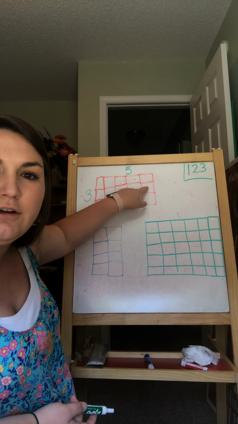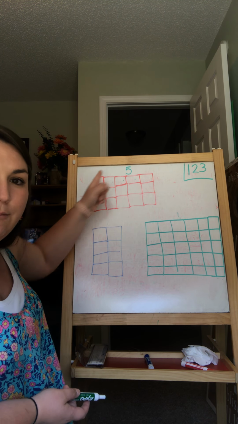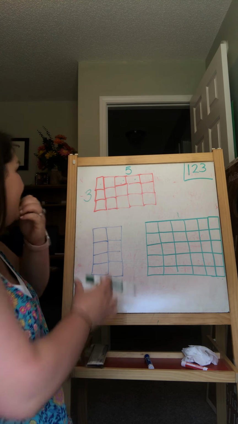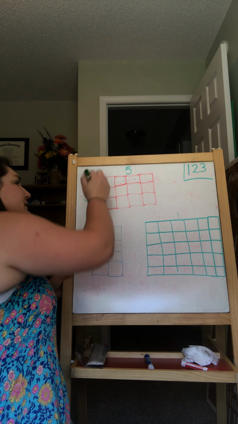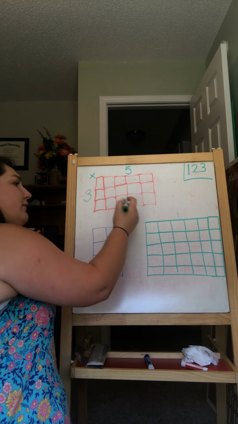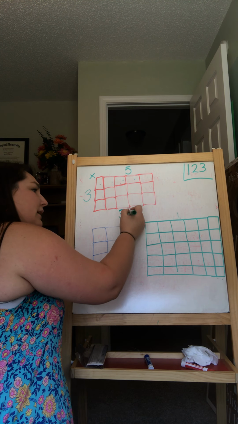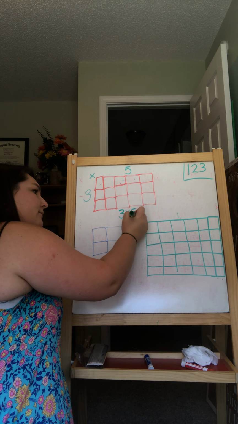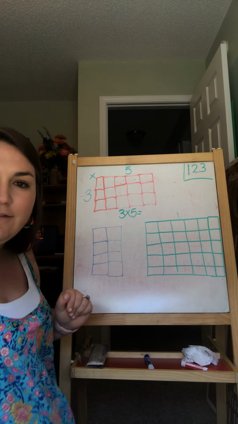Because we'll be here forever. We know that this is a 3 by 5 array. So that's the same thing as saying 3 times 5. So my number sentence would be 3 times 5. And what is 3 times 5?